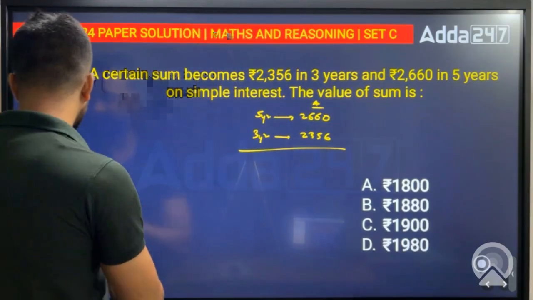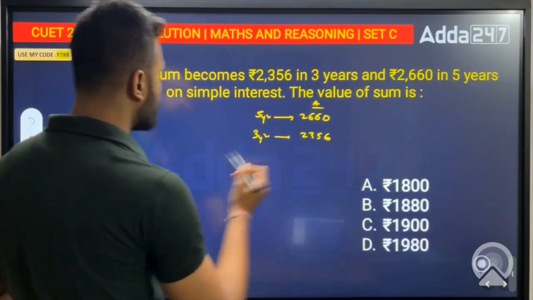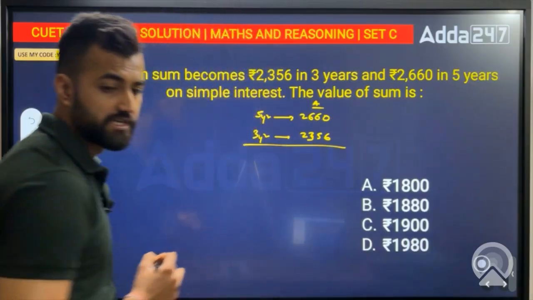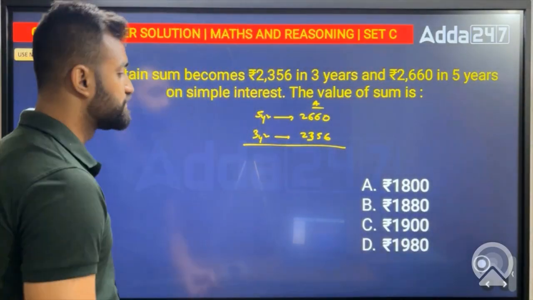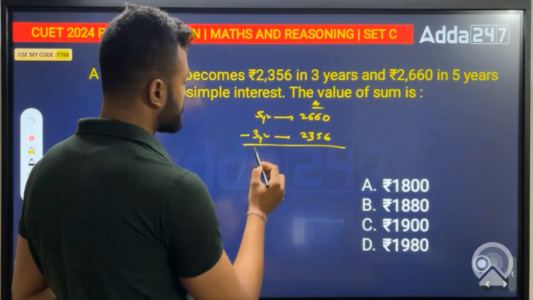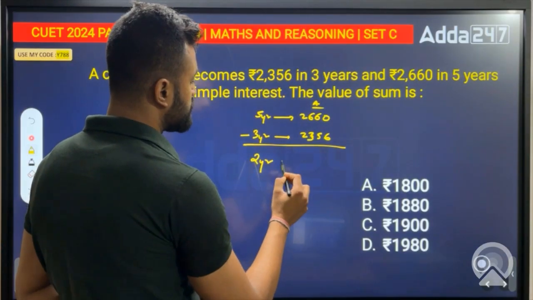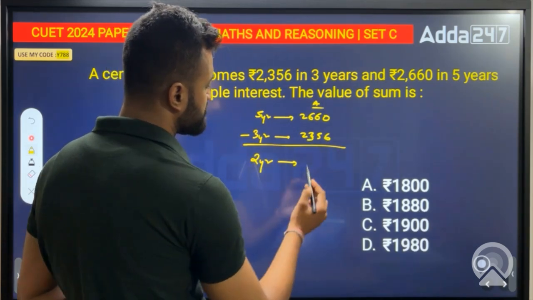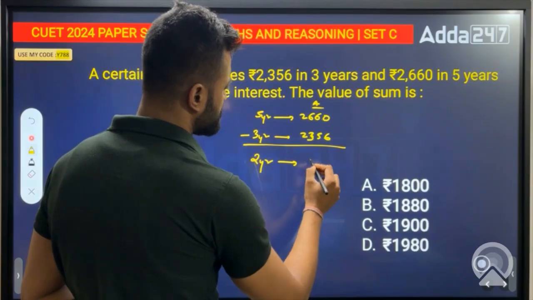And why are we doing this? If this was compound interest, then we won't be able to do it like this. In compound interest, your entire game would change. The simple interest, that's why we can do it like this. So I would say, sir, the gap is how much, sir? You subtract, you'll get, sir, 2 years. Sir, 2 years interest that you'll be getting after subtracting the amount is how much, sir? We've got 304.